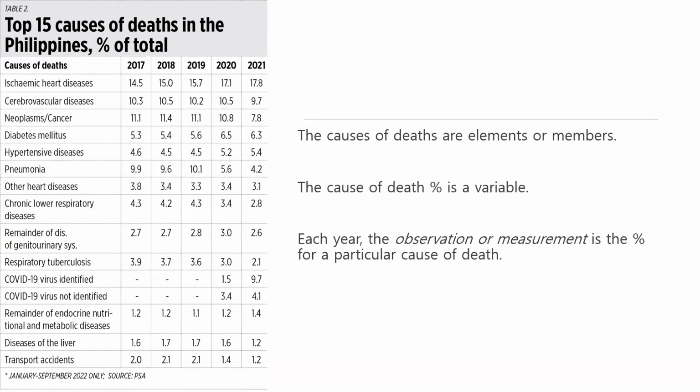Okay. How about this? Top 15 causes of deaths in the Philippines, percent of total. So cause of death here is the element or the member. And the cause of death percentage is the variable because it's changing, right? And each year the observation is the percent for a particular cause of death. So the combination of the element and the variable is what you call the observation or the measurement.